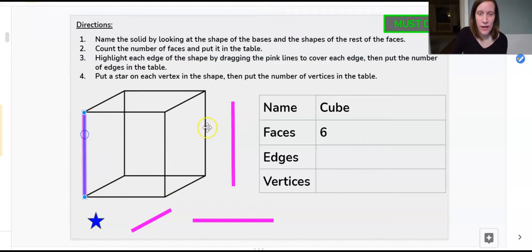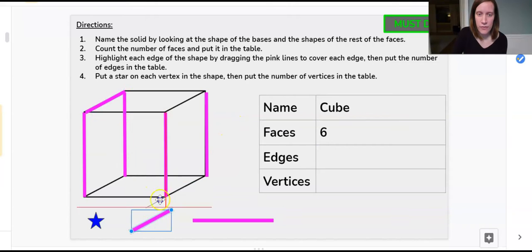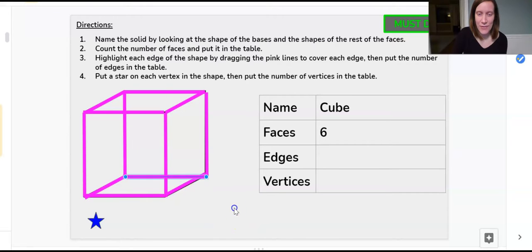I can see this is a vertical edge, so I know it's got to go where I see vertical edges. 1, 2, 3, 4, 5, 6, 7, 8. 1, 2, 3, 4. I shouldn't have started counting differently, but I did. So I had 8 plus 4, and that's going to give me 12 edges.